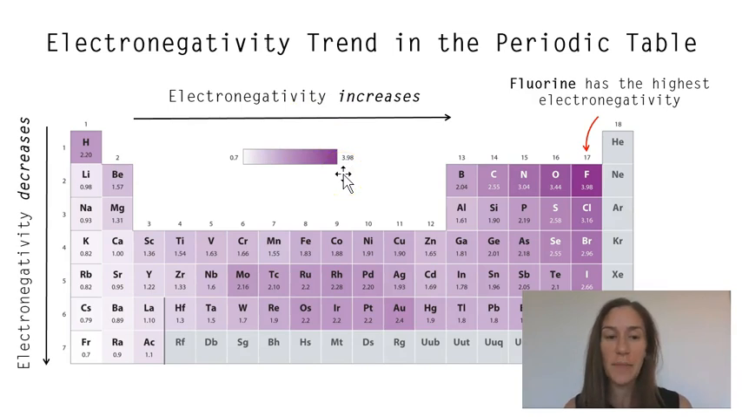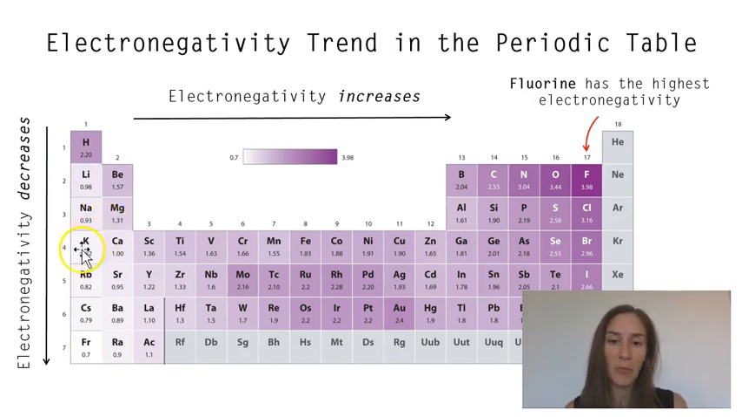There is a trend in the periodic table, so as you progress down a group, the electronegativity value decreases. This is because the valence electrons are further away from the positive pole of the nucleus, because each period you go down, you're adding a shell of electrons.